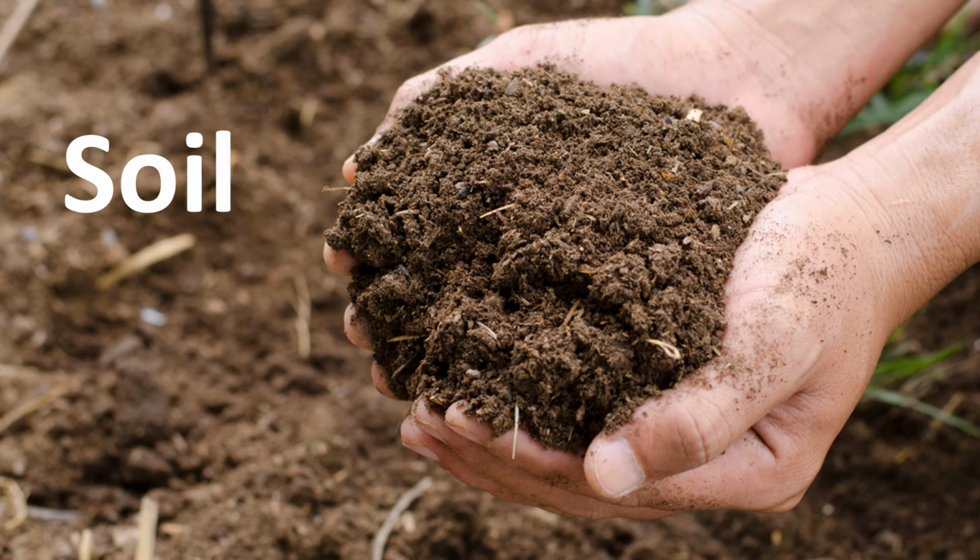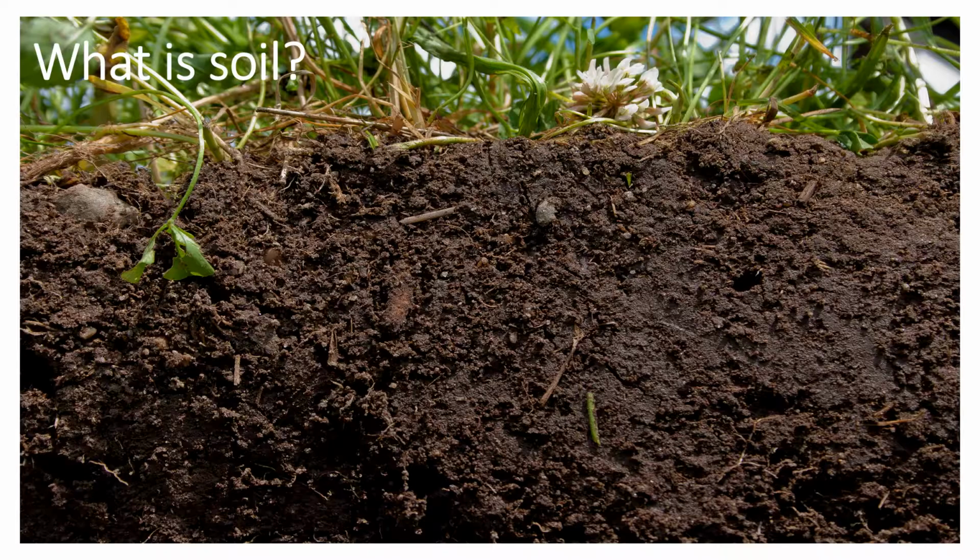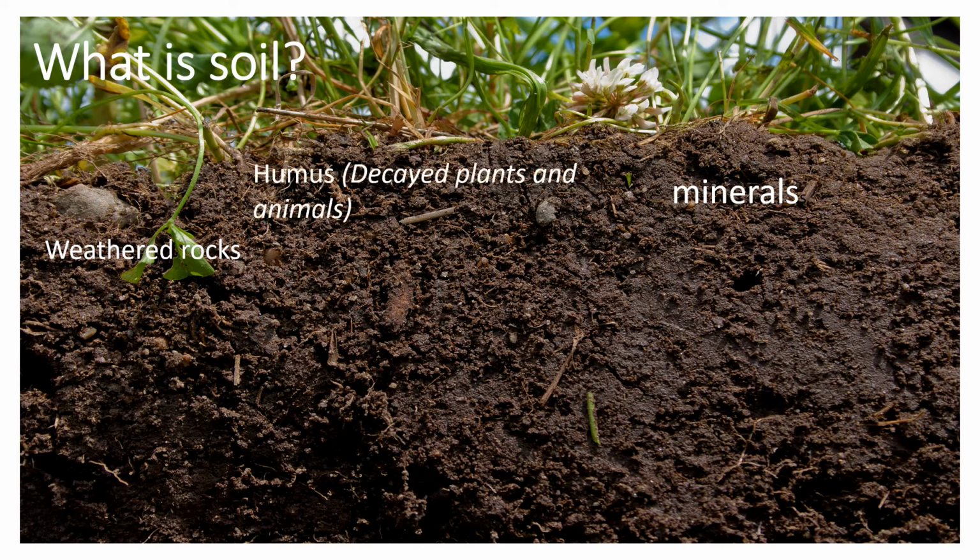Plants, animals, and people could not live without soil. What is in soil? Why is it important to many living things? Let's find out. Soil is a mixture of minerals and weathered rocks. It has bits of decayed plants and animals called humus. Humus looks dark. It adds nutrients to soil. Plants then use these nutrients.